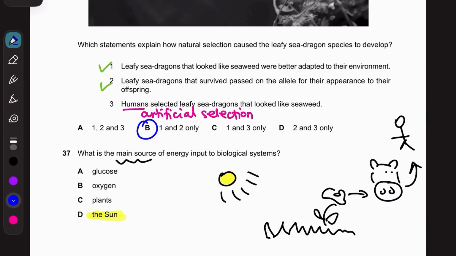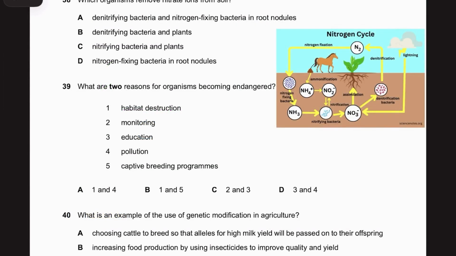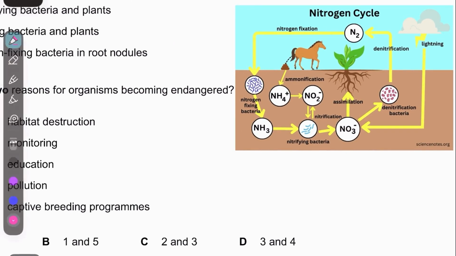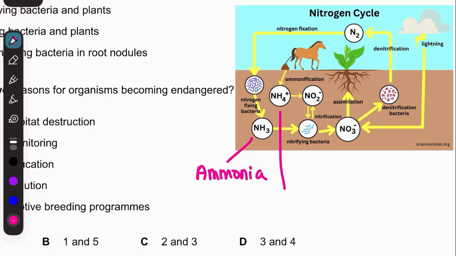Okay, last 3 questions, guys. Almost there. You're doing so well. Okay, so 38 says, which organisms remove nitrate ions from the soil? Now, this is a great diagram. Before you even look at the answer, let's look at the diagram first, okay? I'm going to label everything. Surprisingly, not all of my students know what all of these are called, okay? So NH3 is ammonia. And then NH4 is ammonium.